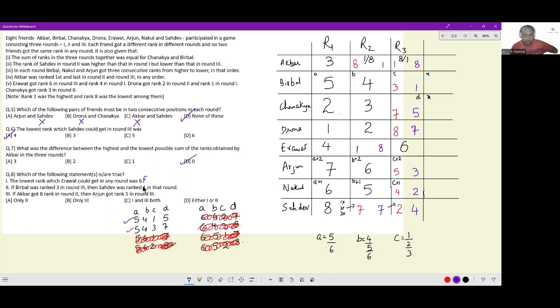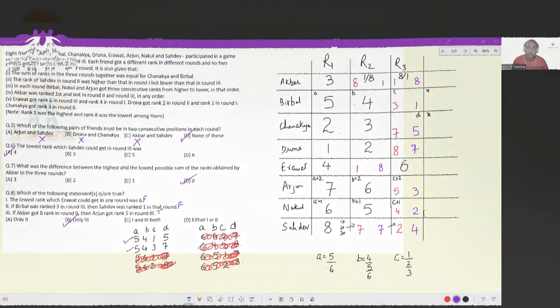Next, if Birbal was ranked 3 in round 3, so the red case, then Sahdev was ranked 1 in that round. No, Sahdev was ranked 2. This is also false. If Akbar got rank 8 in round 2, so the red case is being talked of, then Arjun got rank 5 in round 3. Yes, the red case is valid. This is true. So the answer to this question has to be only 3, or option B. This is a patient case checking question. You have to be very meticulous in recording everything appropriately. That will be all.